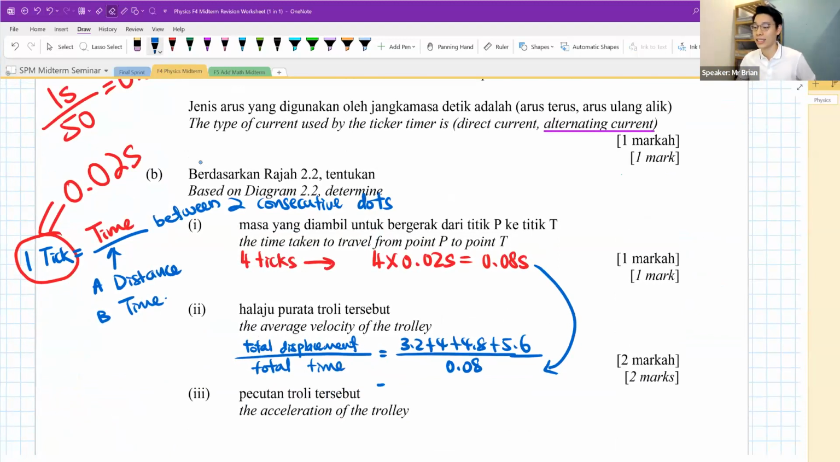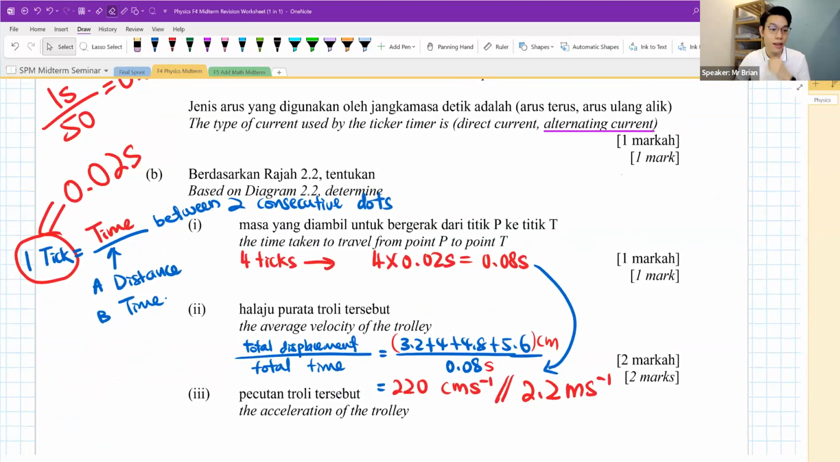0.08 seconds. On top, be aware of what unit you are using. We are using cm. You don't need to write it here, that is fine, but at the end, you need to know that it will be cm per second. If you want to convert to meters, also can. So I add the top, which is 17.6 cm, and I divide by 0.08. So you should get this. Some people might want to leave their answer like this, also can.